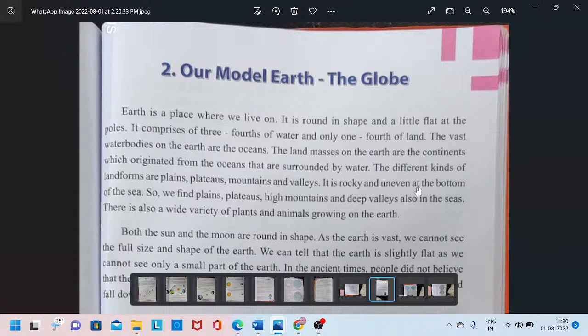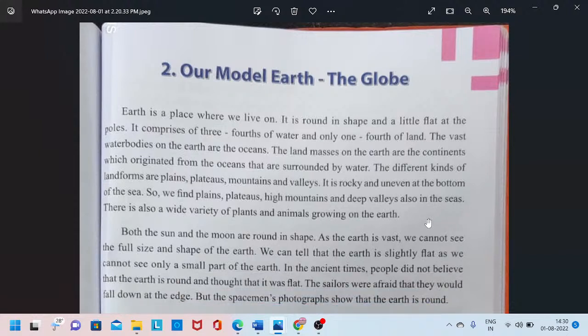It is rocky and uneven at the bottom of the sea. If you look at sea videos, you will see at the bottom level of the sea the rocky, uneven bottom. There we find plains, plateaus, high mountains and deep valleys also in the seas. There is also a wide variety of plants and animals growing on the earth. As we all know, we see a variety of plants and animals growing on the earth, right?